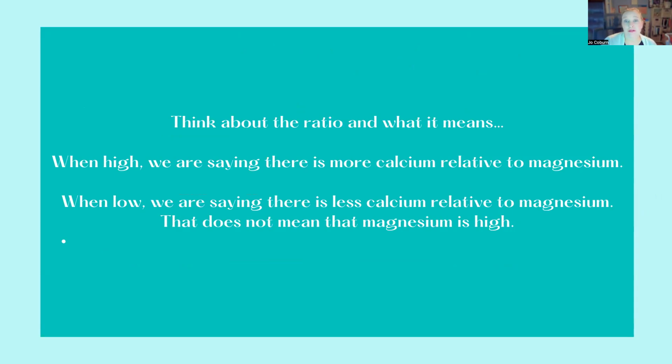When it's high, we're saying there's more calcium relative to magnesium. We did this last time when I put the ratios up with the sodium and the potassium, and I made the sodium big and the potassium little, and then I switched it around. So a high ratio of calcium to magnesium means there's more calcium, and we need calcium to go into the beta cells to release the insulin. So if a lot of calcium is going into the cells, we're going to drive more insulin release. Does that make sense?